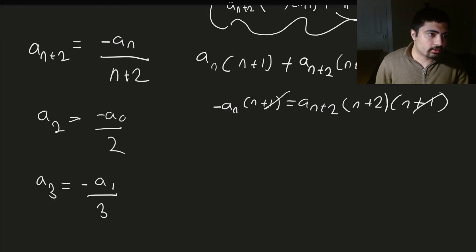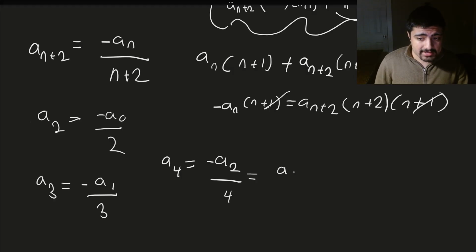We're going to have these, just going to be our C1 and C2. So a sub 4 should be equal to what? Well, you're going to say n equals 2, so you're going to get a sub n, negative a sub 2 over 4. And negative a sub 2 is just going to be a sub 0 over 2, but you're going to have an over 4 too, so you're going to say a sub 0 over 8.